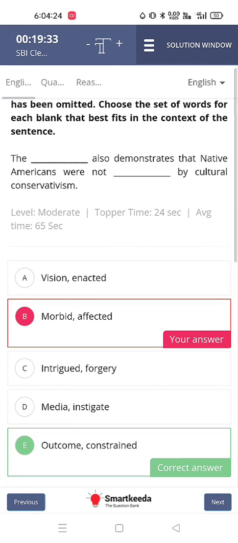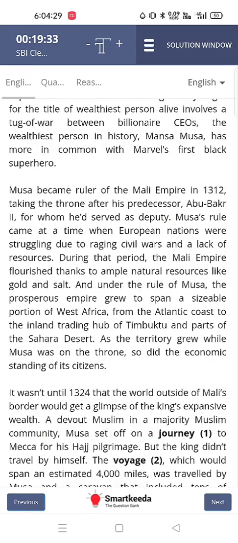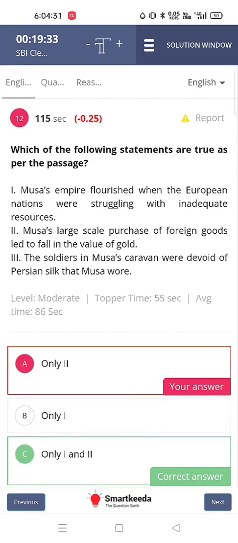The ninth question is wrong. Okay, outcome and constraint. Then this is the way I check my answers in English.